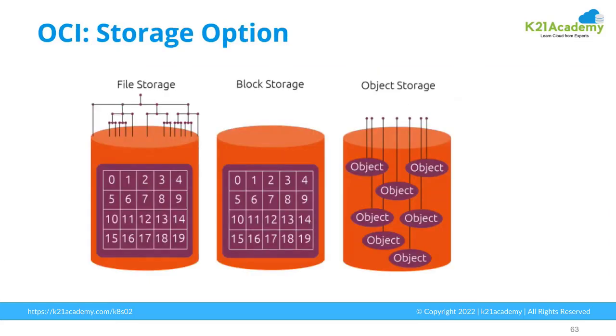Now in Oracle Cloud Infrastructure, there are three different types of storage options available: file storage, block storage, and object storage. And out of these, in your Oracle Kubernetes, you can use file storage, which is a shared file system, or block storage, which can be used with one host at a given point in time.